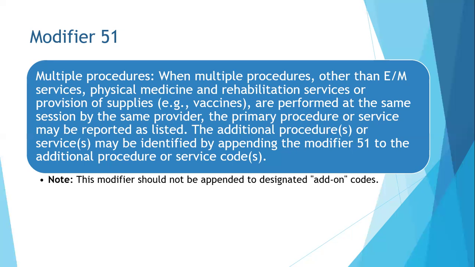Also remember that modifier 51 is not applicable for add-on codes. Every single add-on code in the book has the red circle with the line through it telling you that it's not applicable because add-on codes require a primary code. So it doesn't matter. If you don't have the primary code, you can't bill the add-on code anyway. Hopefully that makes sense. Are there any questions on modifier 51 before we move forward?